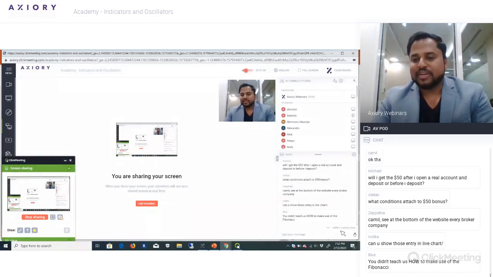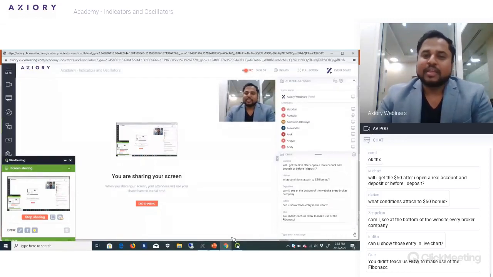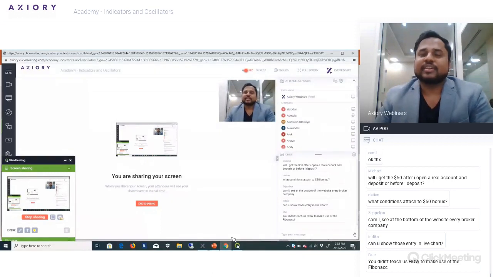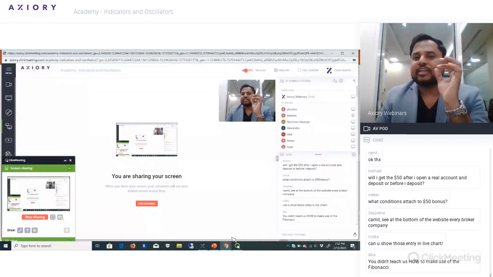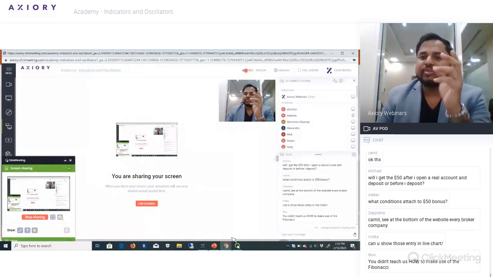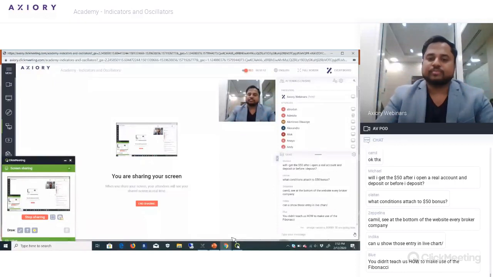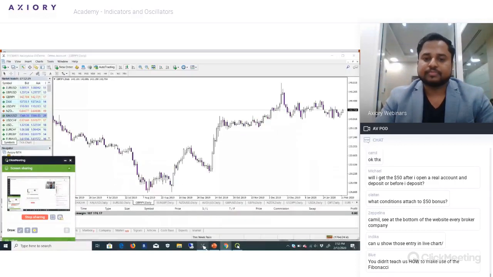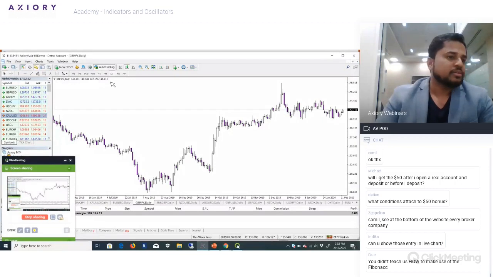Didn't teach us how to make use of Fibonacci. Okay. Fibonacci, I told you now. Fibonacci is the levels. The 50 and 61.8 are the levels. We look for the retracement or the market pullback. When the price, okay, I'll show you once again. See here, the blue. Okay. Take the Fibonacci here.